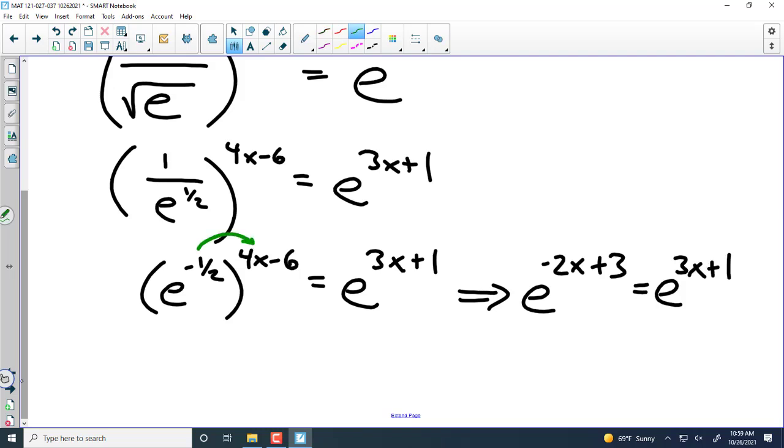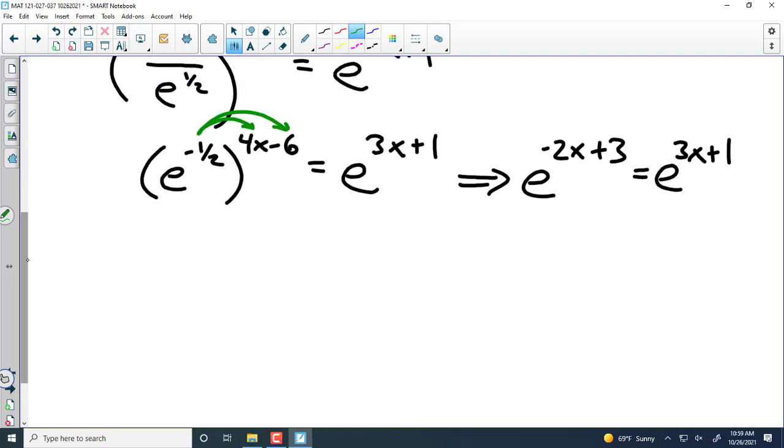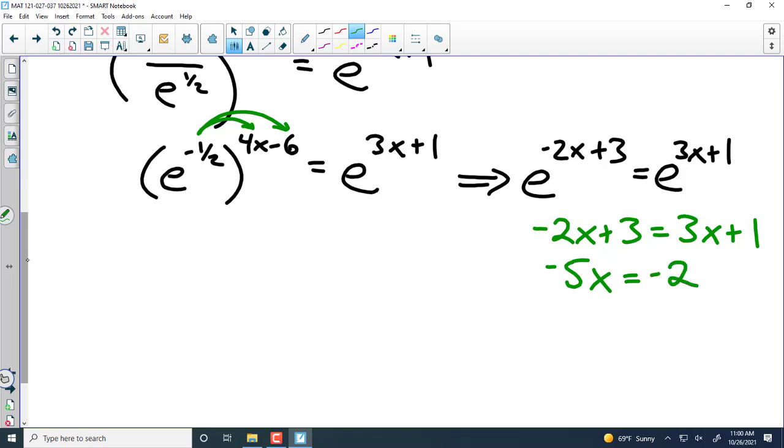What's kind of interesting about this problem, everyone, is at any time do we need to know what e was approximately equal to? Do we need to know that e was about 2.7? No. We just needed to know it was a valid base. It didn't really matter that it was e. Let me finish this one, then I'll show you. Subtract 3x from both sides. Subtract 3 from both sides. Divide both sides by negative 5. I get 2/5.